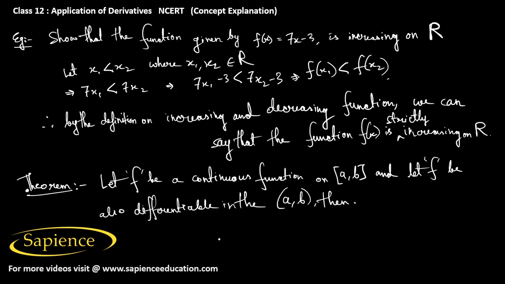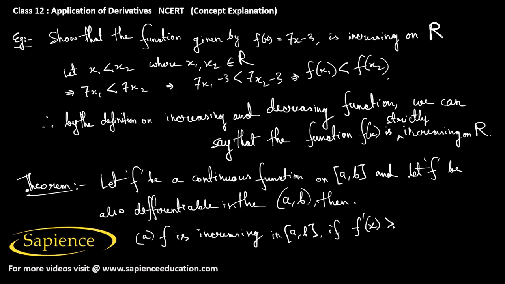Then the first rule is that the function f is increasing in the closed interval a to b if the derivative, f dash x, is greater than 0 for each value of x belongs to the open interval a to b.